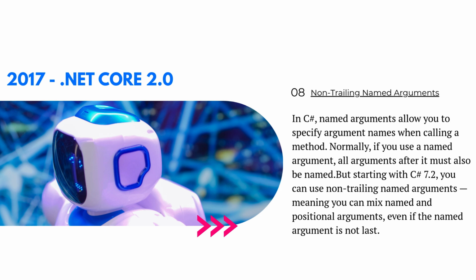In C#, named arguments allow you to specify argument names when calling a method. Normally, if you use a named argument, all arguments after it must also be named. But starting with C# 7.2, you can use non-trailing named arguments, meaning you can mix named and positional arguments, even if the named argument is not last.